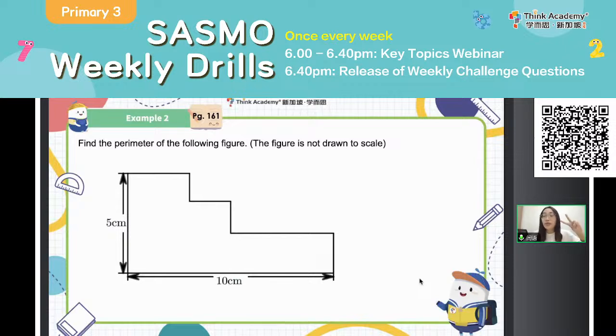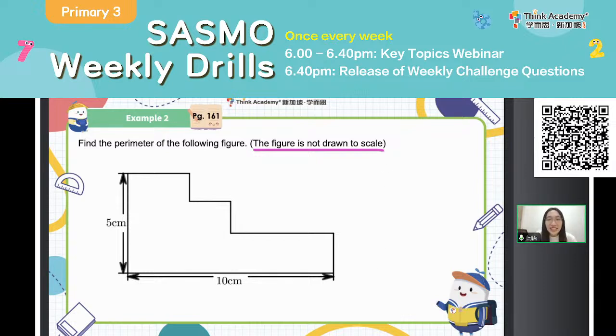So here, everyone, if you have the all-in-one guide, please turn to page 161. Can you see that? Okay, let's start from example 2. Try to find the perimeter of the following figure. The figure is not drawn to scale. So what is the meaning inside the bracket? That means if this is a real question in the competition, do remember that. Don't just use your ruler to measure, okay? The figure is not drawn to scale. That means the 5 centimeter here is not really 5 centimeter.